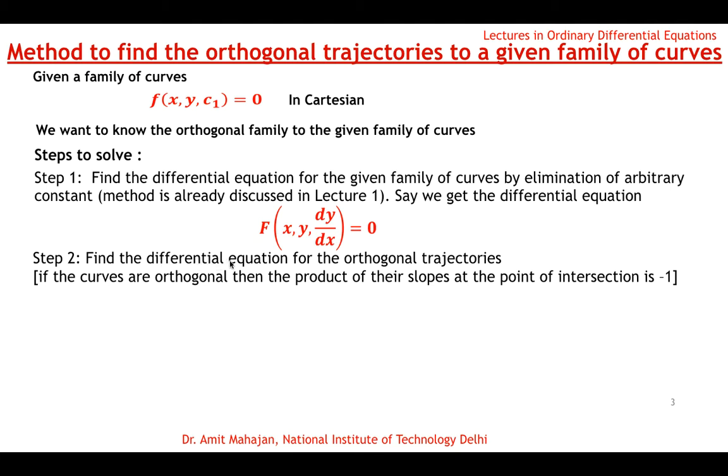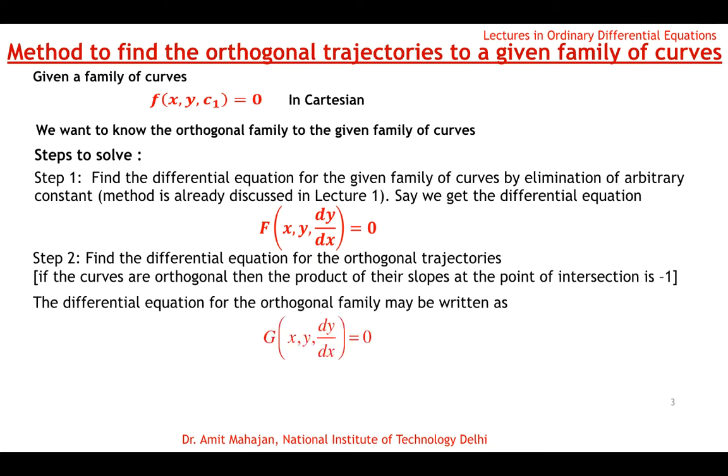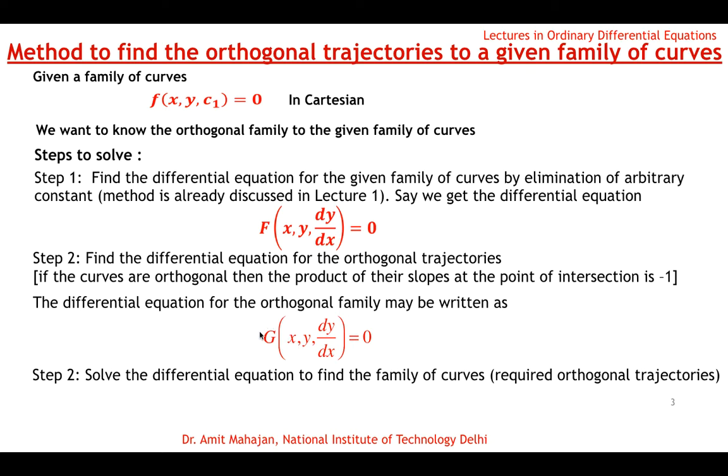So the second step is that we calculate the differential equation of orthogonal trajectories, and because the curves are orthogonal, the product of their slopes at the point of intersection must be -1. So this slope dy by dx and the slope of the orthogonal, the product must be -1. Using that we can calculate the differential equation for the orthogonal family, say some function of x, y, dy by dx equal to 0. These two equations satisfy the relation that the product of the slopes must be -1.